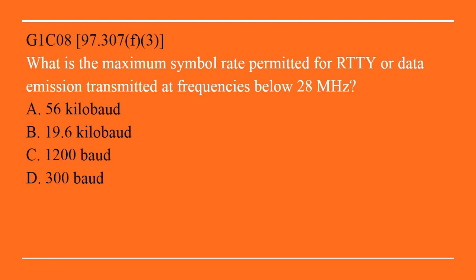G1C08, what is the maximum symbol rate permitted for RTTY or data emission transmitted at frequencies below 28 MHz? A. 56 kilobaud. B. 19.6 kilobaud. C. 1200 baud. Or D. 300 baud. Correct answer D. 300 baud.